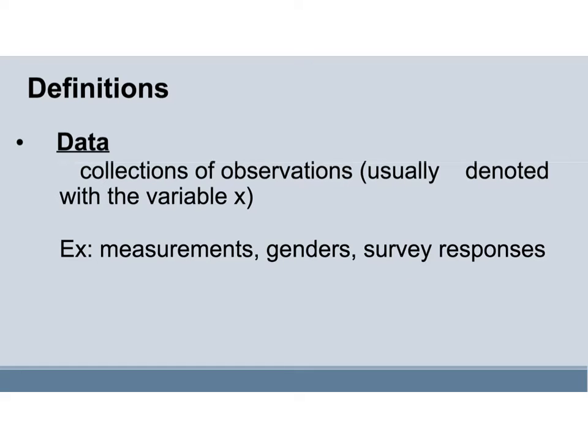So that very first definition, data. Data is a collection of observations, and usually we use the variable x to represent data. This can be absolutely anything that you're interested in studying, anything you have a question on. It could be measurements, say heights if you're interested in something about how tall people are. It can be genders. It could be survey responses. So data is what you collect in order to answer a question you have.